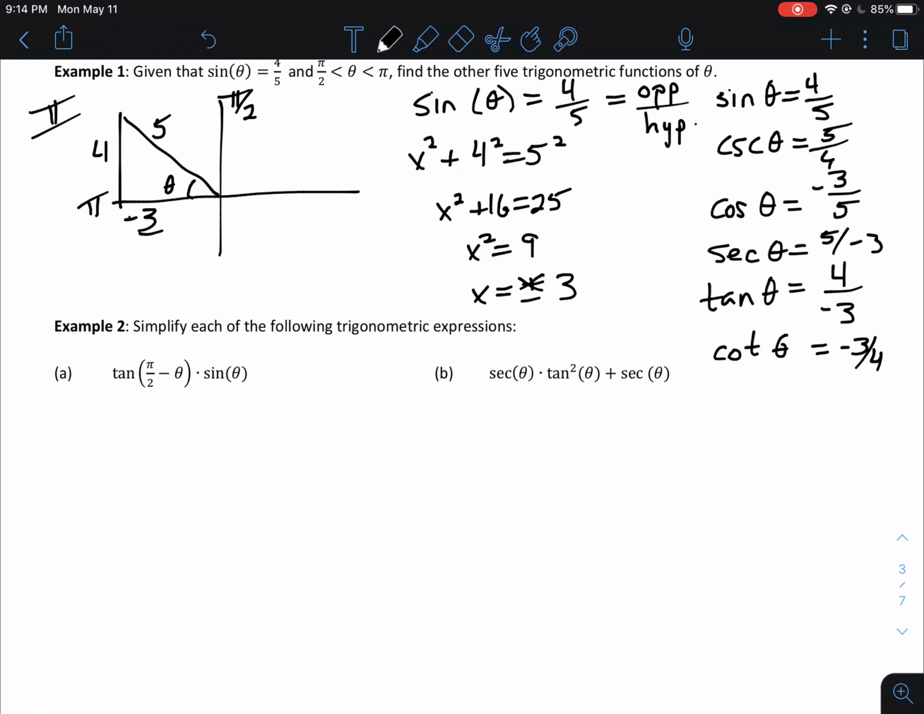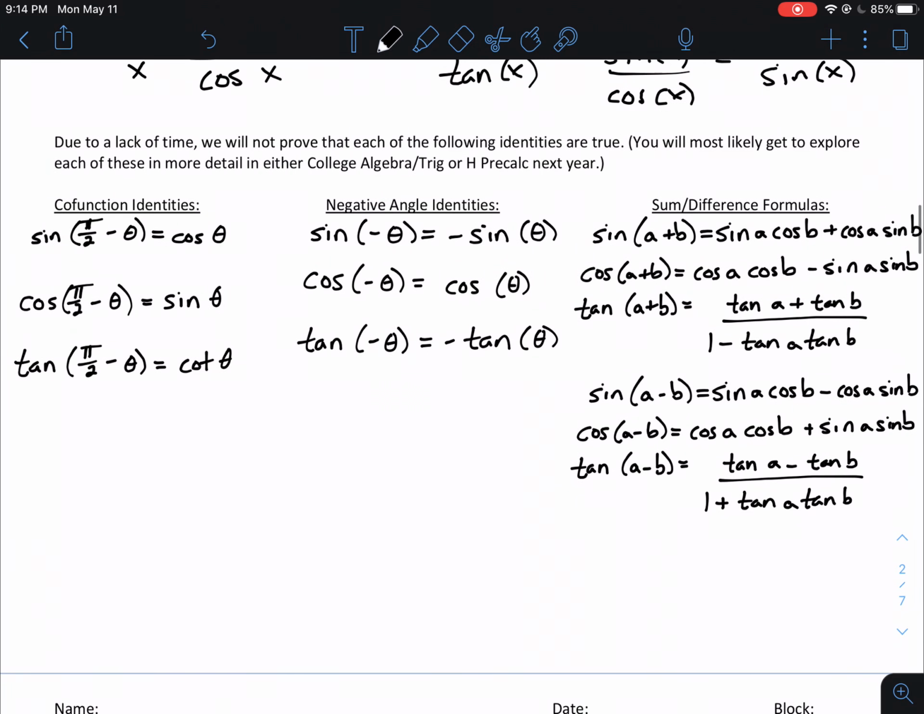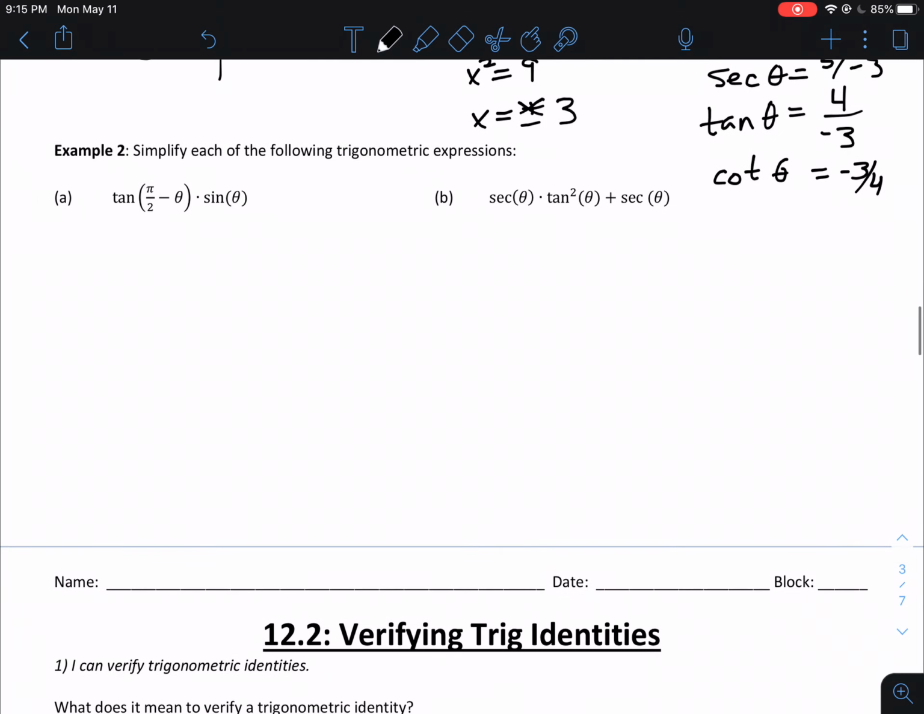So taking a look at example 2A here. We've got tangent of pi over 2 minus theta multiplied by sine of theta. So tangent of pi over 2 minus theta, if we go up to our cofunction identities, is the same as cotangent of theta. So let's start by replacing that with cotangent of theta. And then we're still multiplying by sine of theta. Okay, that's a little bit better looking.